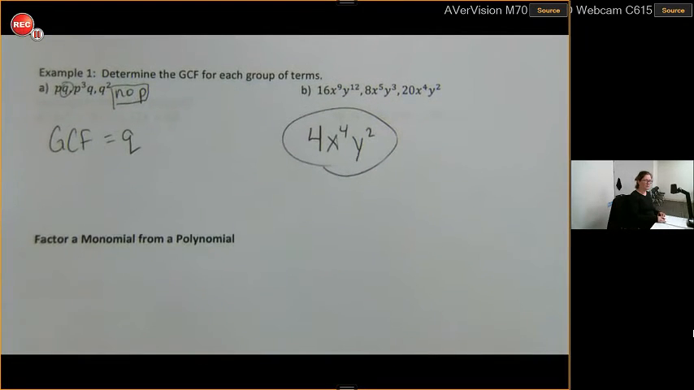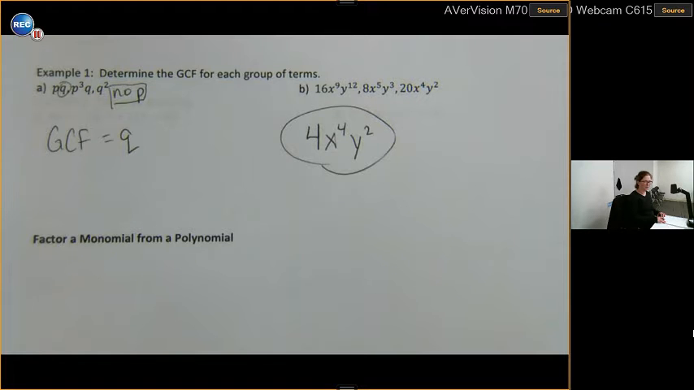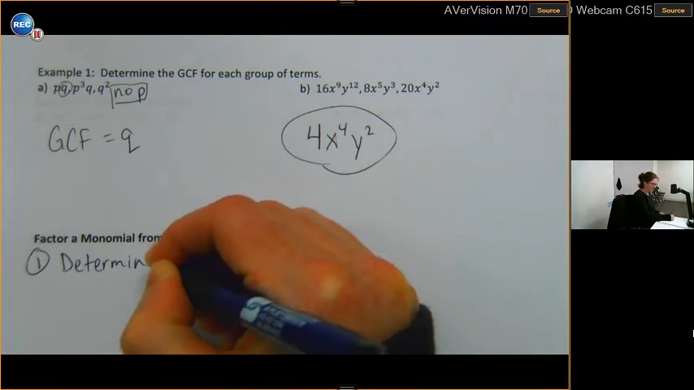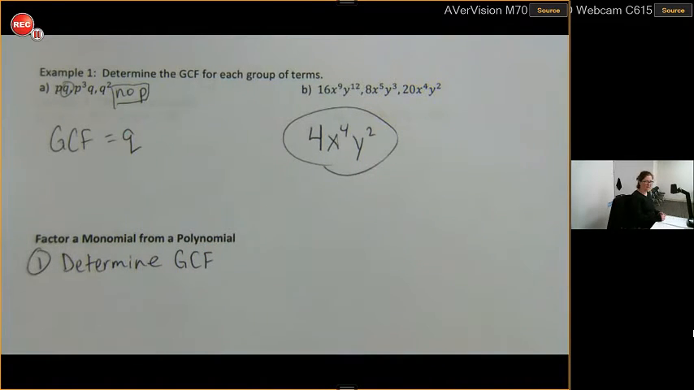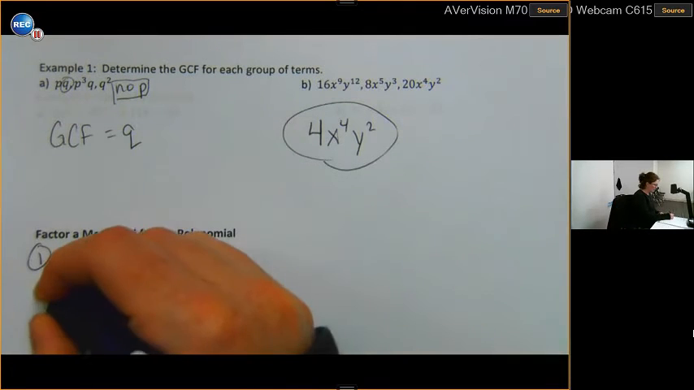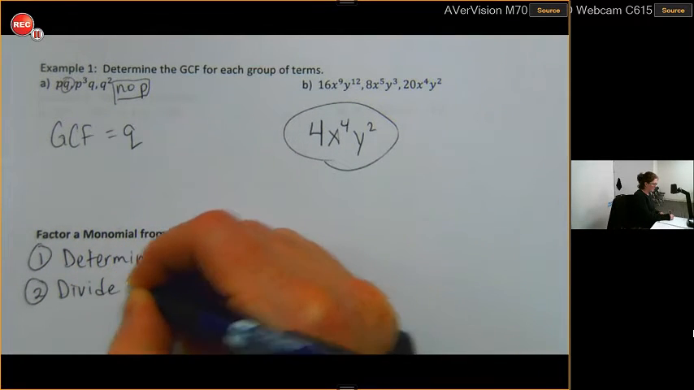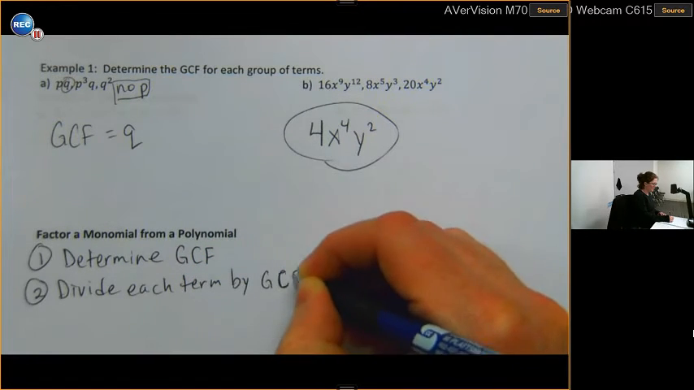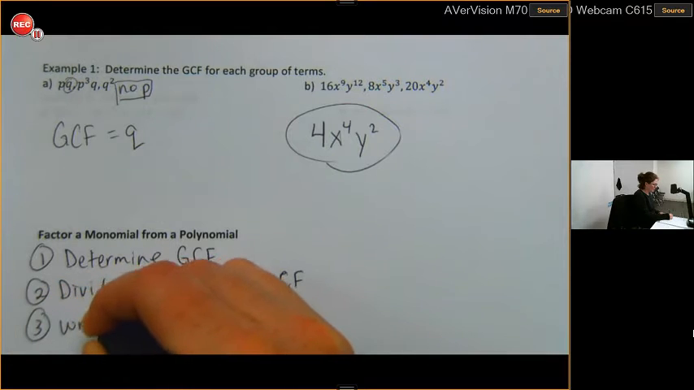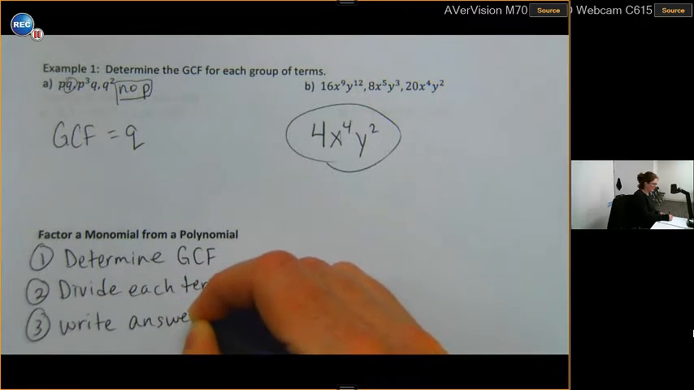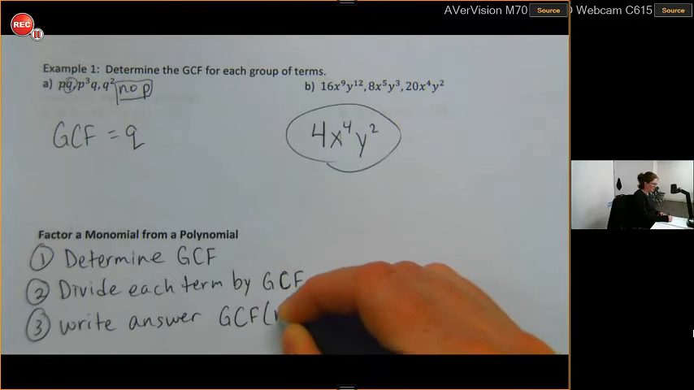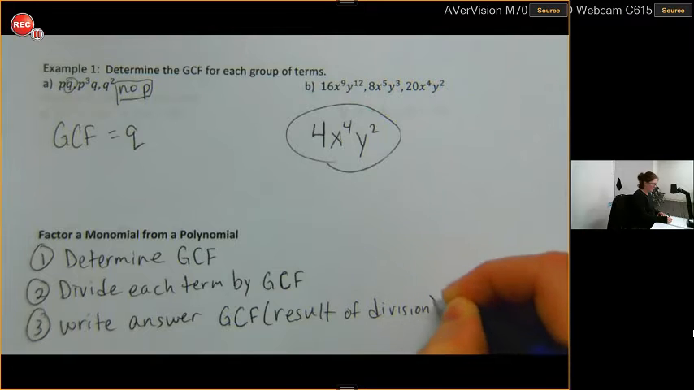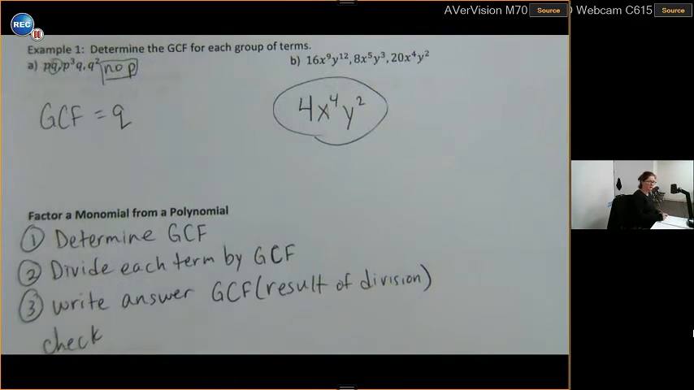What we're going to use GCFs for is to factor a monomial from a polynomial. To do so, the first thing we need to do is determine what the GCF is, just as we did in the first example. And then we're going to divide each term by the GCF. We're going to write our answer as the GCF multiplied by the result of our division. And then you can always check by multiplying.